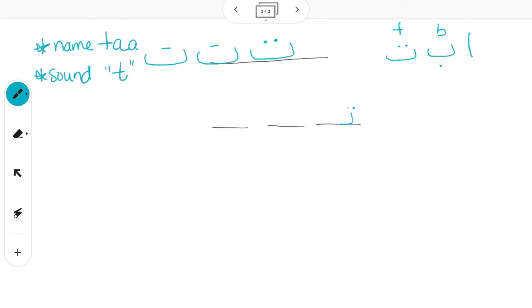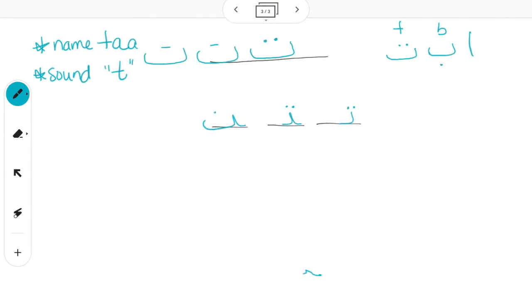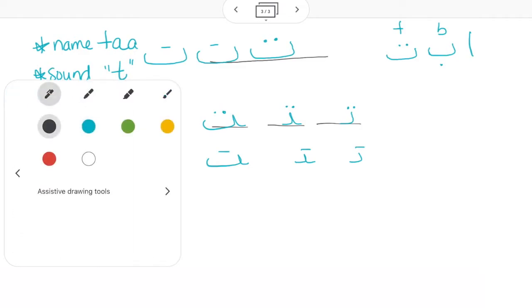Okay. So you should have had this initial position exactly like ba, but with the 2 dots on top. Medial position exactly like ba, but 2 dots on top. And final position, same thing. And if you want, you can write it like this with a line above it. Okay. So now let's practice writing some words or sounds. Okay.